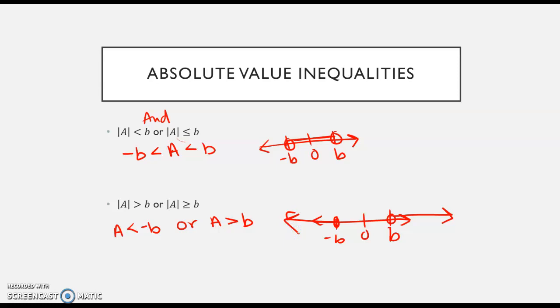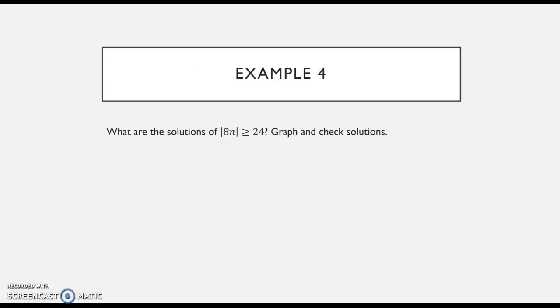So, absolute value inequalities. Like equations, we have two answers. If it's the less than or equal to, we have an and statement. If it's greater than or equal to, then it's an or statement. And let's do our example. What are the solutions to the absolute value of 8n is greater than or equal to 24? Because it's greater than, I know it's an or statement.